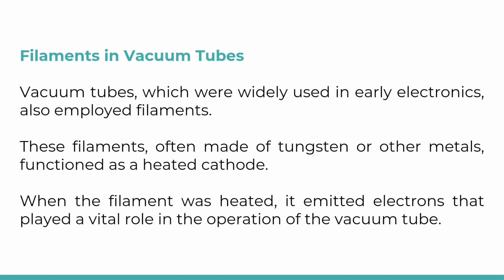Filaments in vacuum tubes. Vacuum tubes, which were widely used in early electronics, also employed filaments. These filaments, often made of tungsten or other metals, functioned as a heated cathode. When the filament was heated, it emitted electrons that played a vital role in the operation of the vacuum tube.